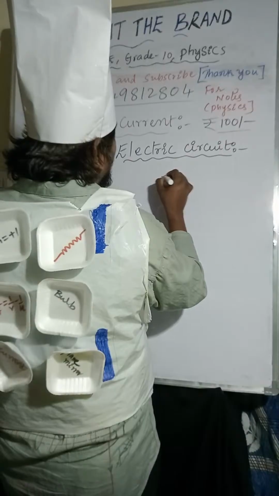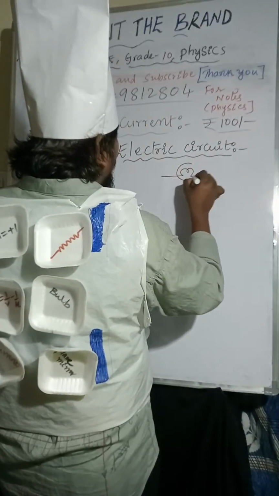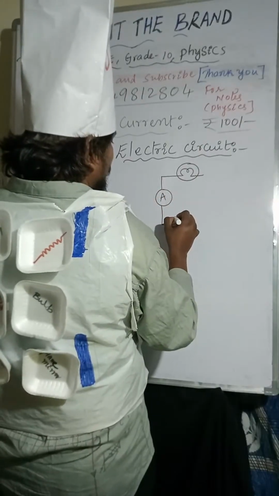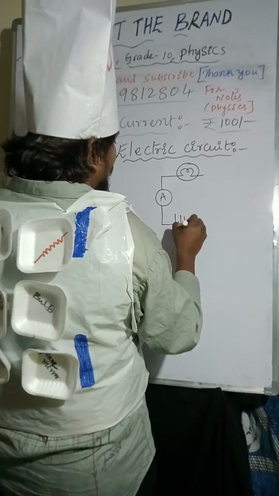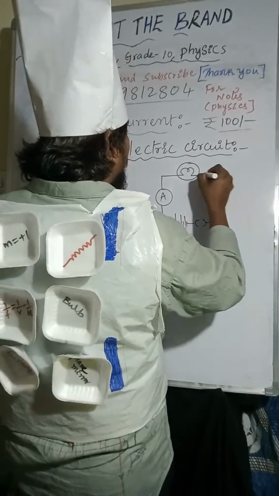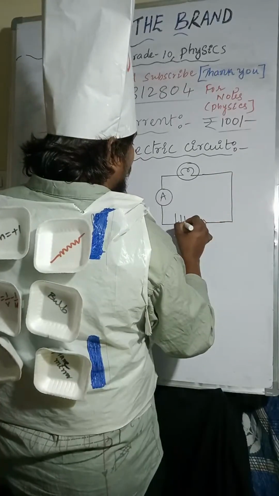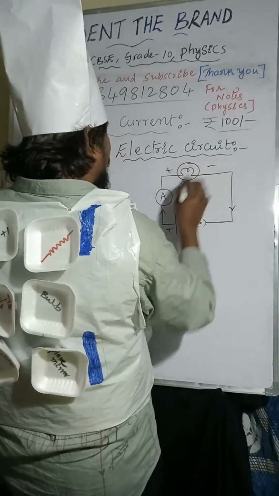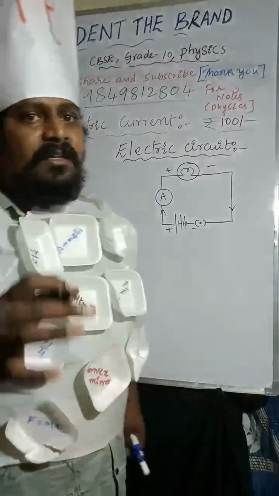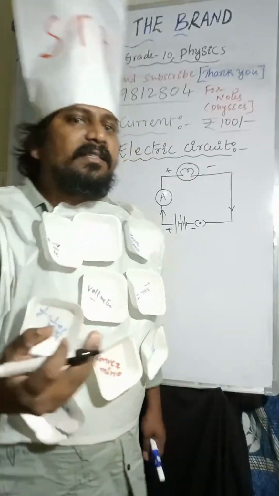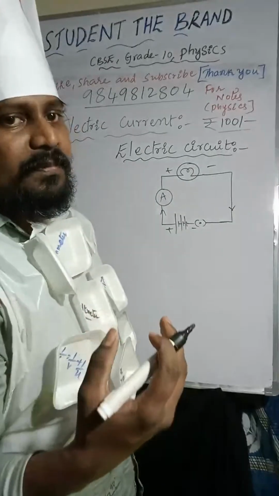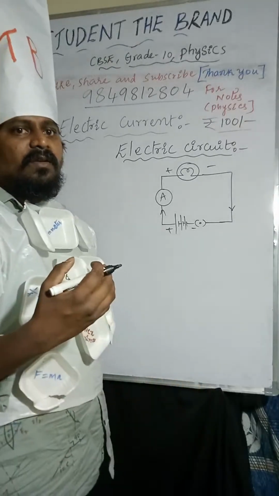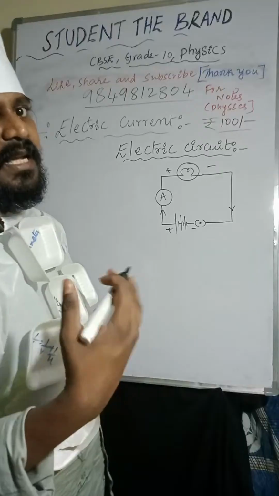So here I'm taking the bulb, the ammeter, the battery, and the switch. Current is flowing here, from the positive terminal to the negative terminal. So here you can observe a continuous and closed path of an electric current is known as an electric circuit.